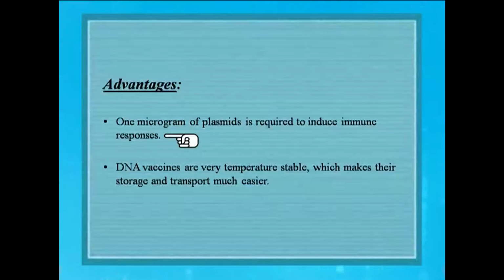And very little plasmid is required to boost up the immune system. For gene gun delivery, 0.2 to 20 micrograms of plasmid is enough to activate the immune system. These vaccines are temperature stable and can very easily be stored and transported.